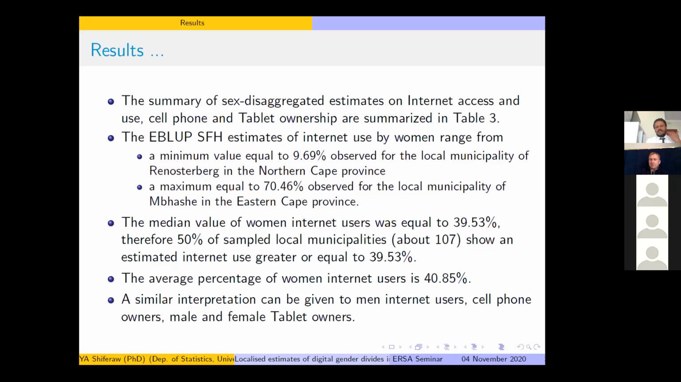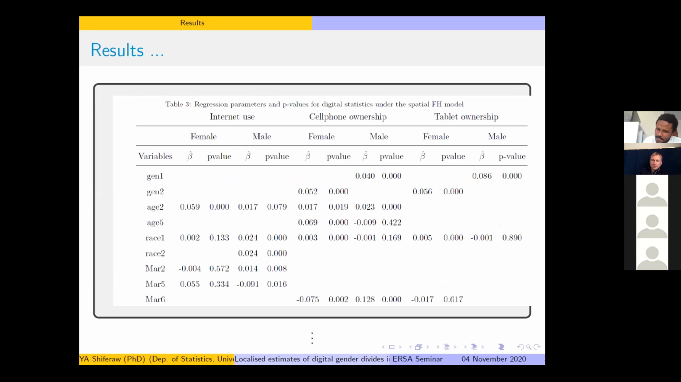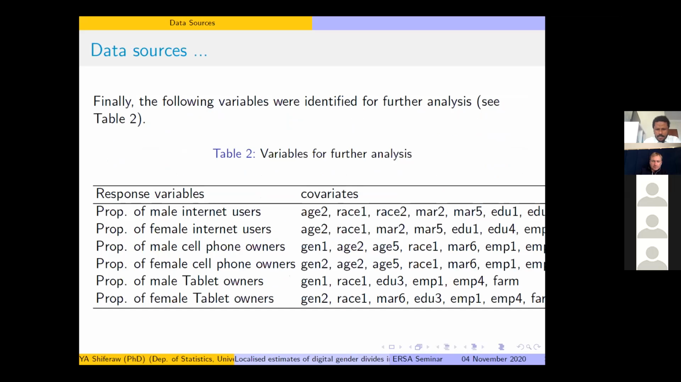So I have a question about the other. Yes, can I ask a question? Can you go back to this table? Yes. Here. Why is that? So Gen 1, Gen 2, age 5. Why is it that these variables are dropped here from the first columns? Here, look at this proportion of male internet users. These are the variables that I have selected or chosen for further analysis using correlation analysis and stepwise regression.